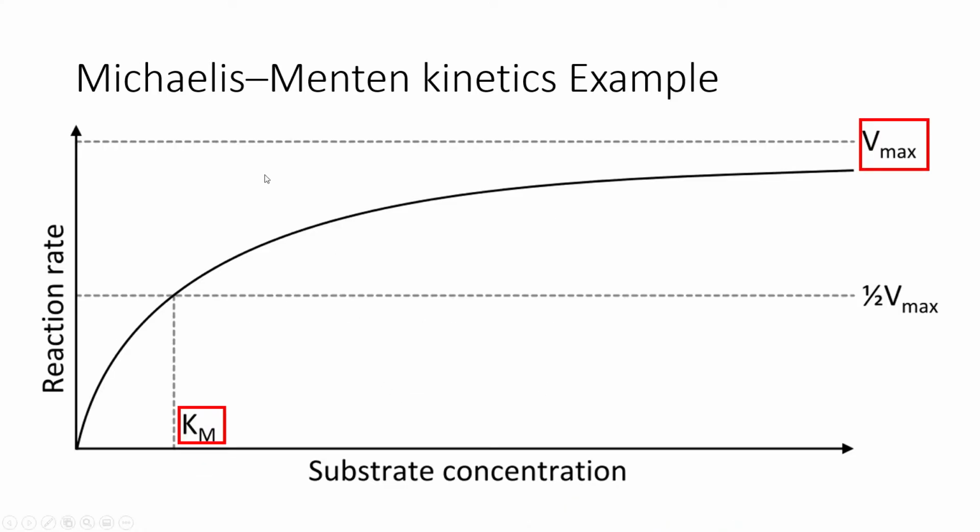So if we plot this data on a graph, this is what you should expect to see. On the y-axis we have our reaction rate, on our x-axis the substrate concentration. At low concentrations we have a very low rate of reaction, and as we increase the substrate concentration, the reaction rate will go up, up, up until eventually it starts to plateau.